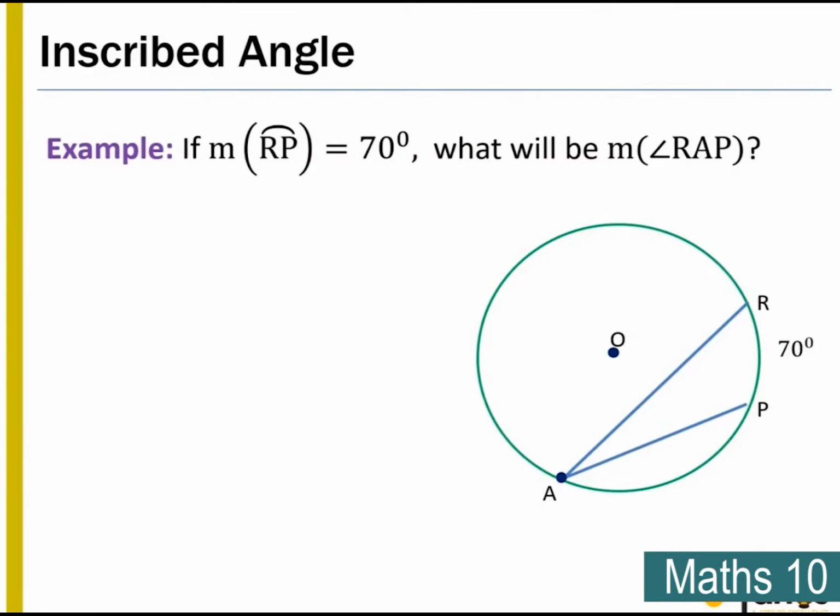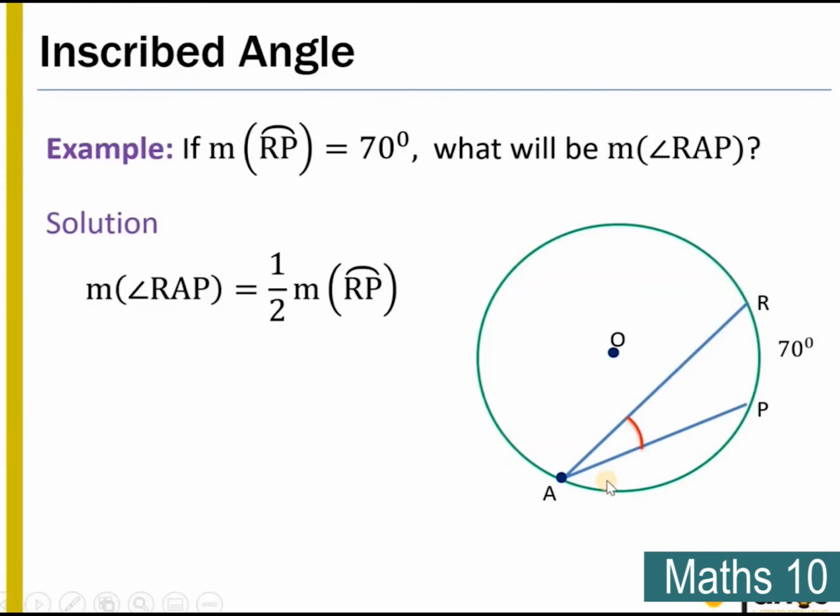Example: if the measure of the arc RP is 70 degrees, what will be the measure of angle RAP? The measure of RAP, this angle here, is going to be half of the measure of the arc, so half of 70 degrees, which is 35 degrees.